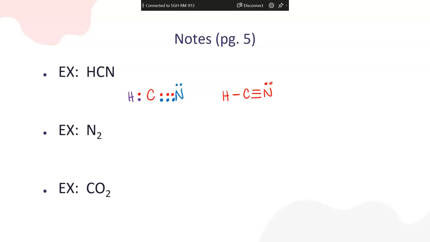So next is nitrogen. Nitrogen we said has 5. And so we're going to pair our other nitrogen up. So there's 1, 2, 3, 4, 5. We're going to share a pair for both. So there's 1 pair, and then share our other pair.